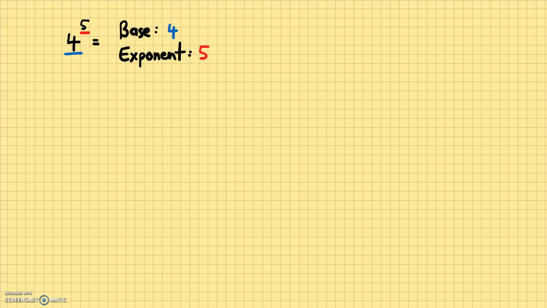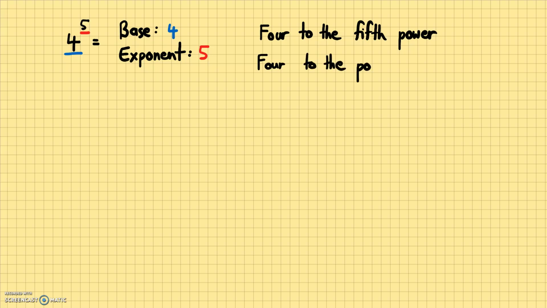Now, how do you read this expression? And there are 2 ways to read this expression. You can say 4 to the 5th power, or you can say 4 to the power of 5. Okay, so the base would go here and the exponent would go here. Okay, either of those are fine.